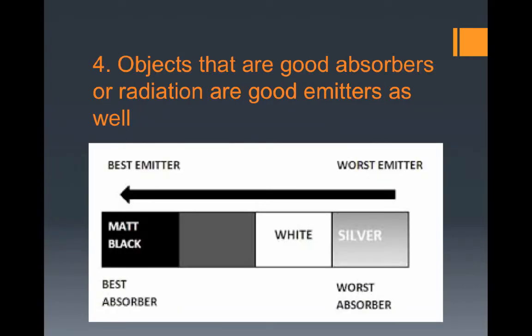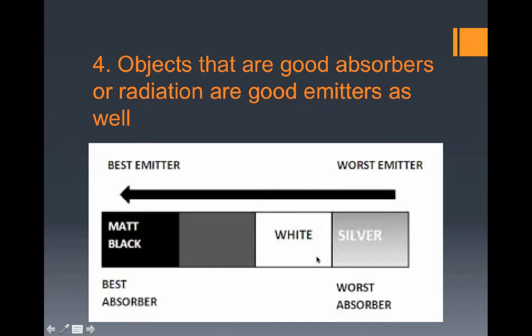And lastly, objects that are good absorbers of radiation are also good emitters. So gases are selective absorbers and radiators. The atmosphere does not absorb certain wavelengths of radiation, but it's a good absorber of others.